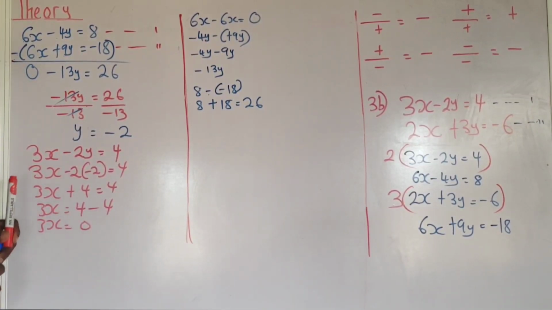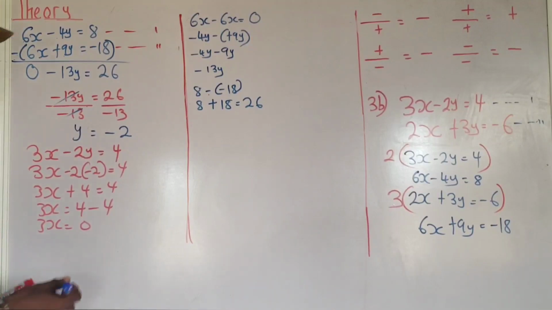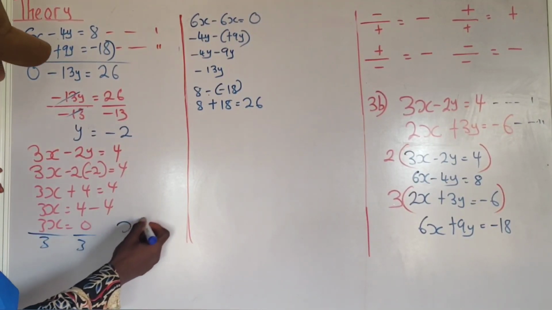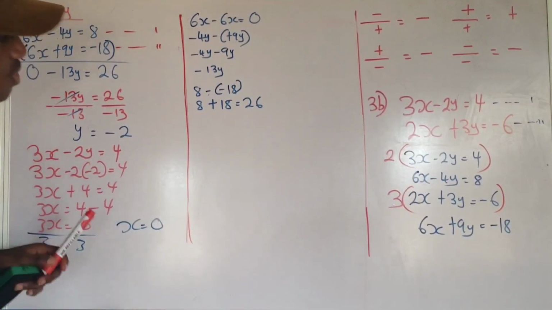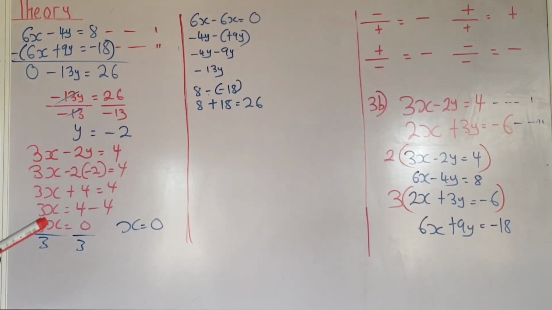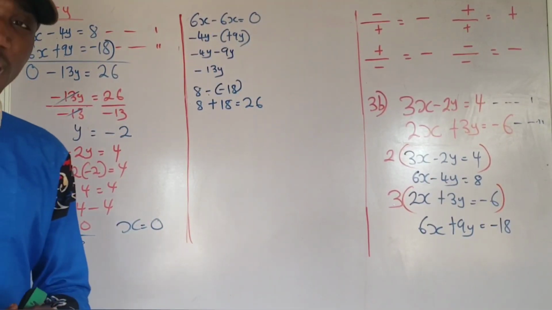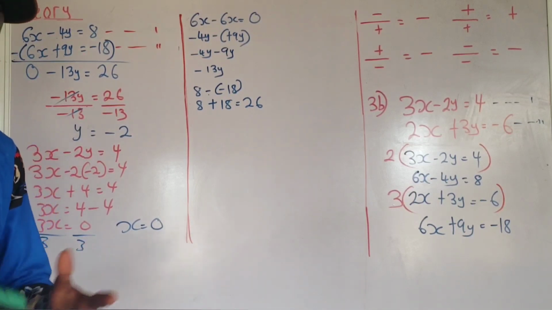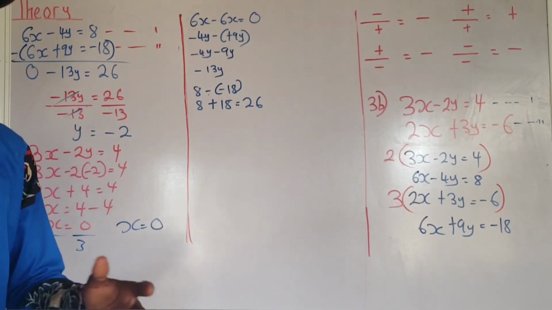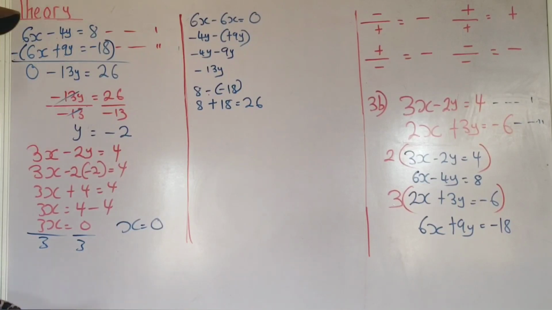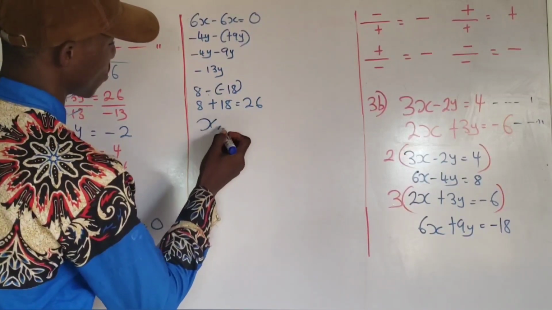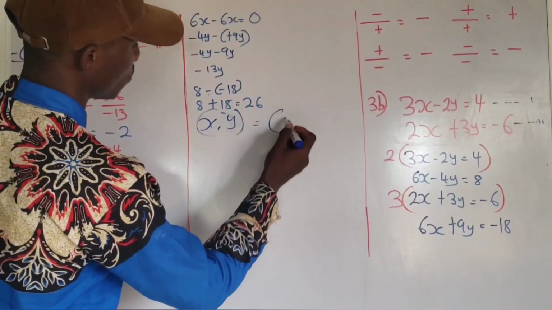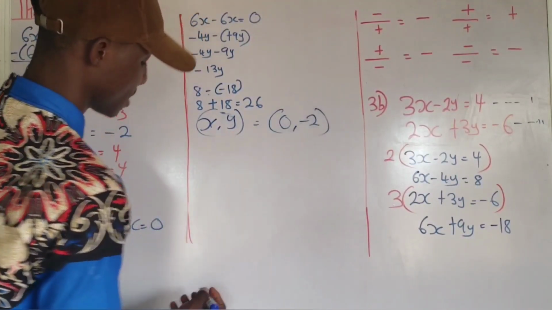So to get the value of x, what do you do? You divide both sides by 3. This over 3 and this over 3. That means that x is equal to 0. So the values of x and y are still the same as when we used the substitution method, which are 0 and minus 2 respectively. You can now put your answer like this: x, y is equal to 0, minus 2. That is the final answer.